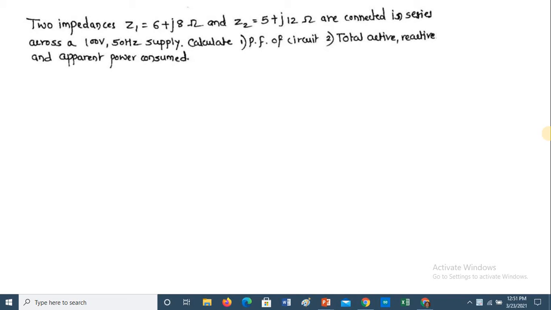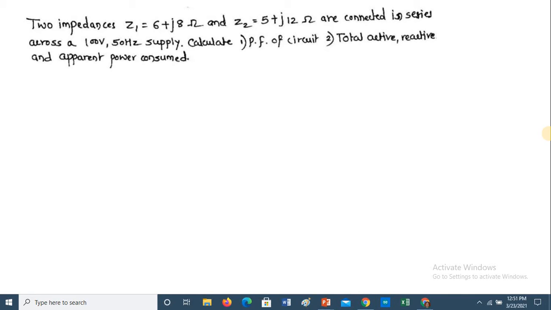Now in this particular numerical, two impedances are given. Z1 value is 6 plus J8 ohm and Z2 value is 5 plus J12 ohm. Now tell me, it is which form of impedance? Rectangular form or polar form? Rectangular form. Okay. Now these are the impedances. Z1 is also impedance, Z2 is also impedance.